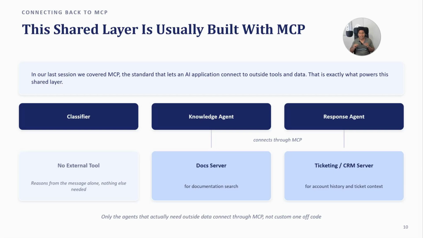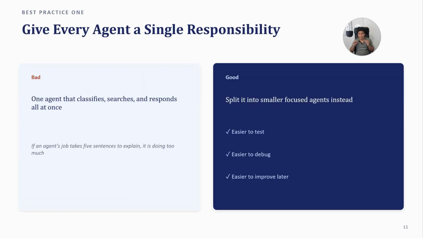So MCP handles how each agent reaches the outside world, and the multi-agent architecture handles who does what and who needs to reach out at all. These two ideas work together closely. Let us talk about our first best practice.